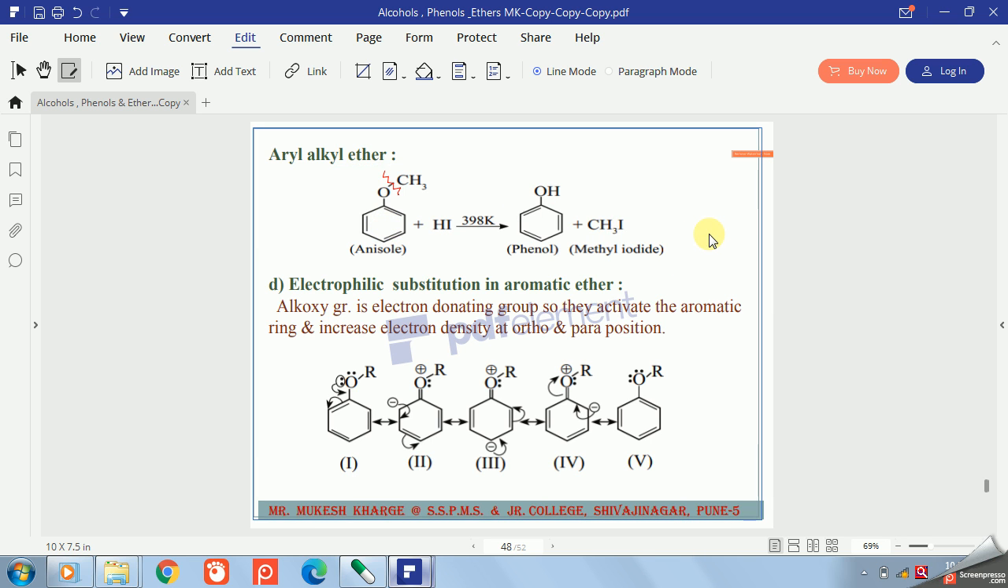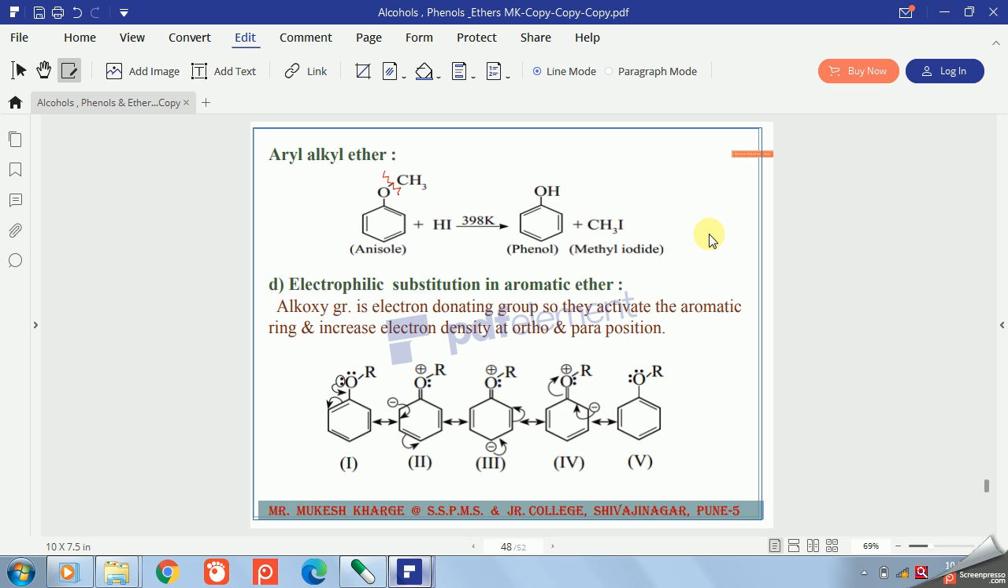Now the next reactions are electrophilic substitution in aromatic ether. Here you do not have to break the O-R bond, but the O-Ar carbon bond is considered. So the alkoxy group is an electron donating group. What is the reason behind that? There are two lone pairs over that oxygen, and due to that they activate the aromatic ring.